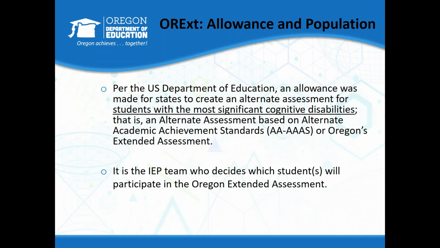As you may or may not be aware, the U.S. Department of Education provided an allowance to states to create an alternate assessment for students with the most significant cognitive disabilities. That is, an alternate assessment based on alternate academic achievement standards, or Oregon's Extended Assessment. It is the IEP team who decides which student or students will participate in the Oregon Extended Assessment.